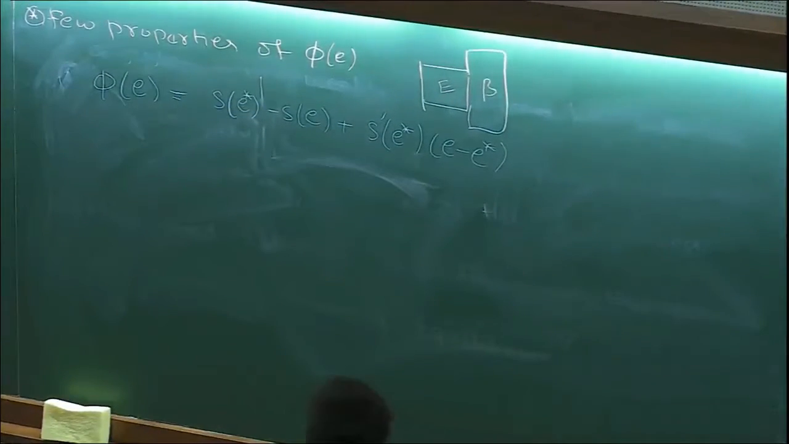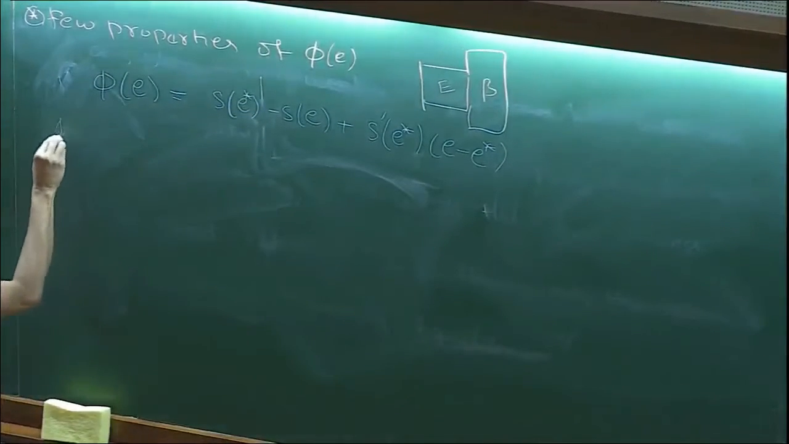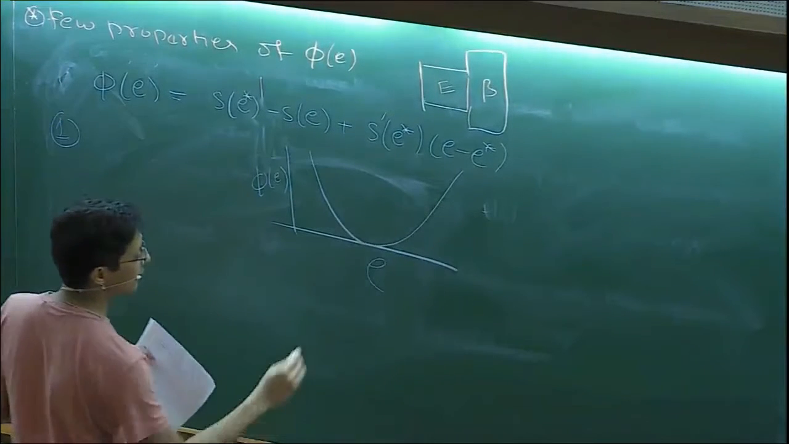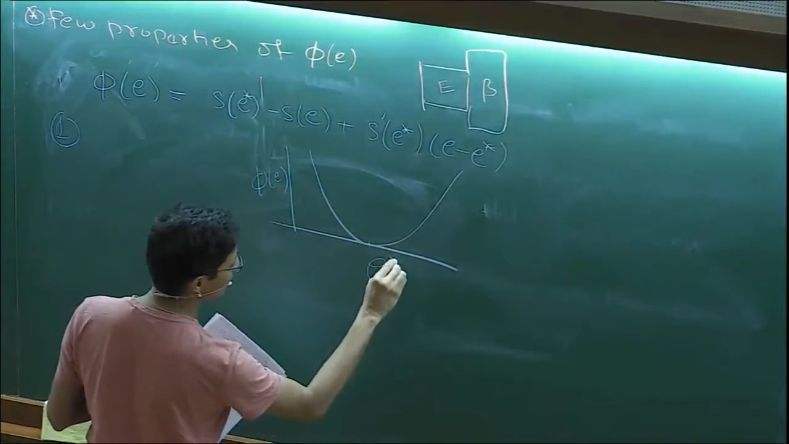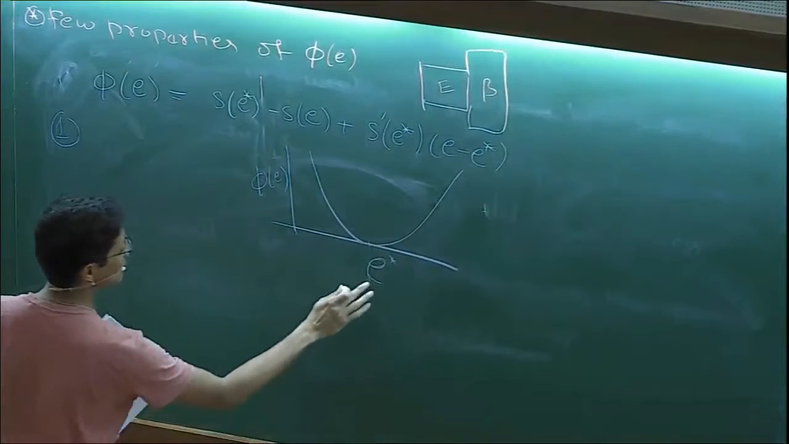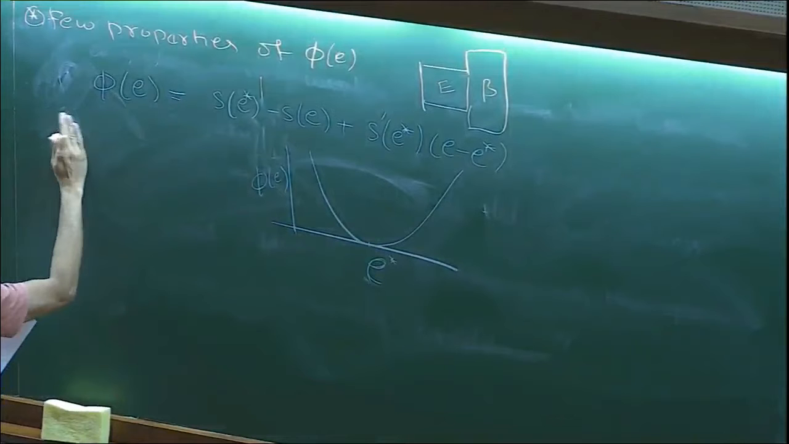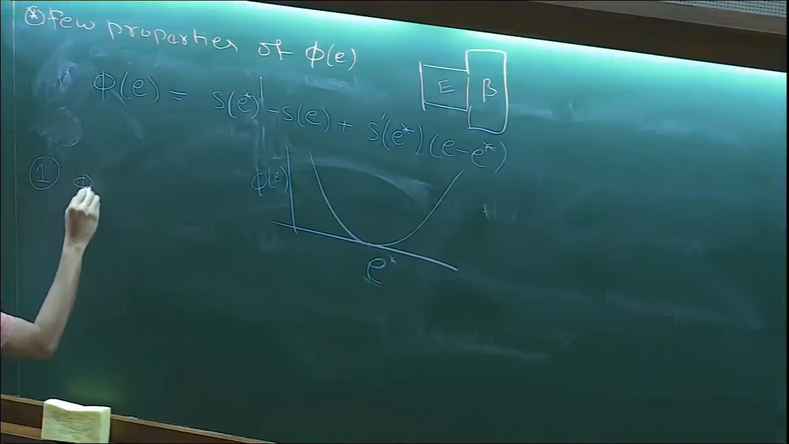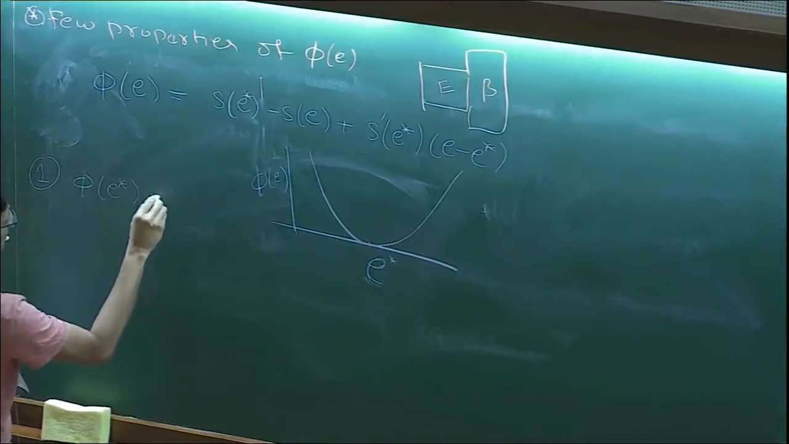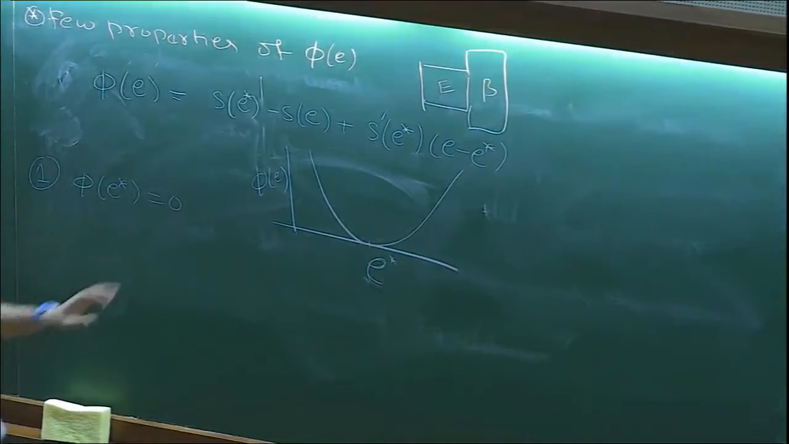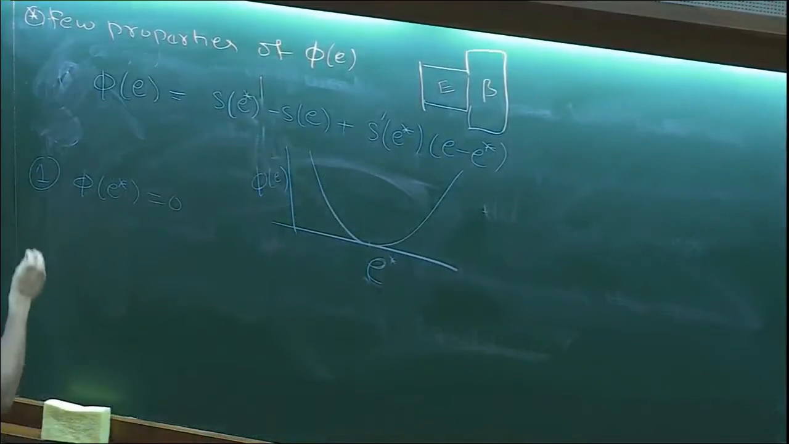So the first property is to note. If I plot phi of E with E, this would be a convex kind of function with a minima at E star. So let's just first check. The first thing is to check that at E star, phi of E star is zero, okay? Which trivially comes from this expression. The second is that it's a minima.